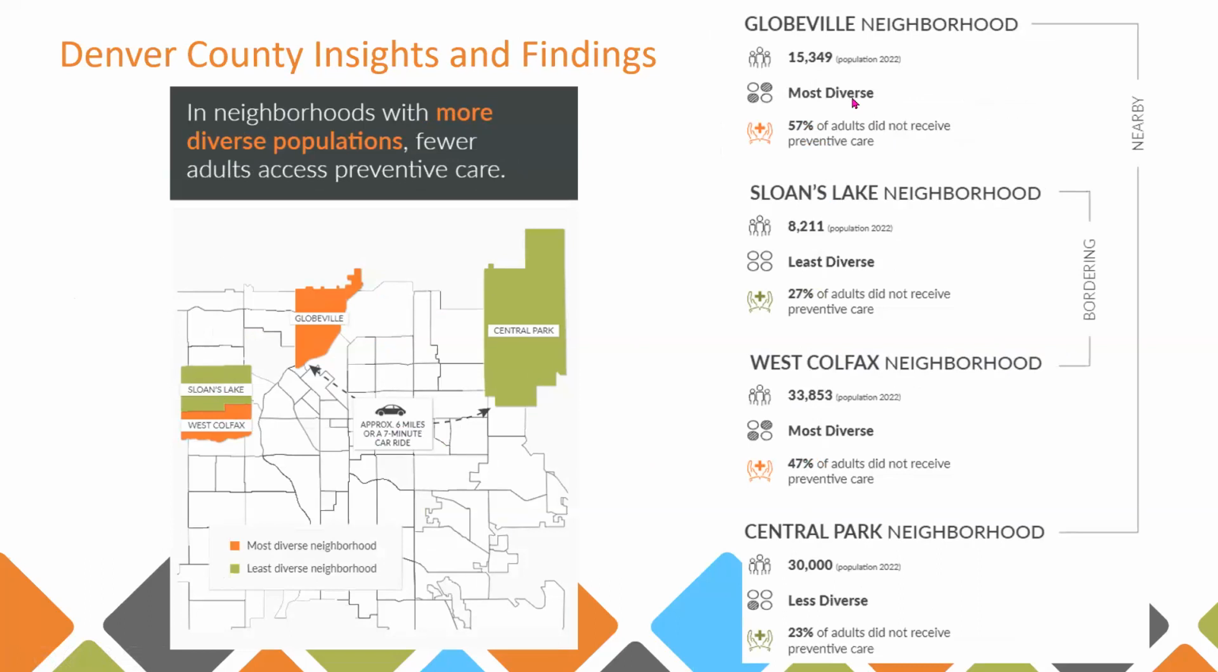And so we saw where we had more diversity in the Globeville area and more diversity in the West Colfax area, we had much higher rates of adults not receiving preventive care, 57% and 47%, as opposed to the least diverse neighborhoods, where we saw that 27% and 23% of adults weren't receiving preventive care. So there's a lot you can do with this.